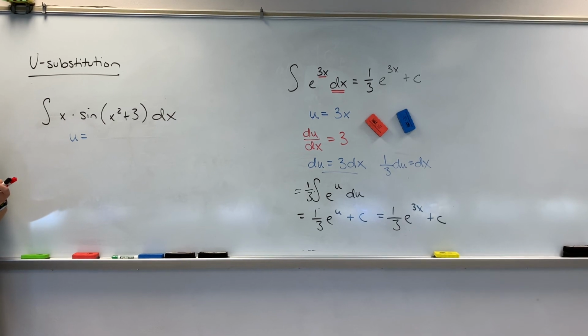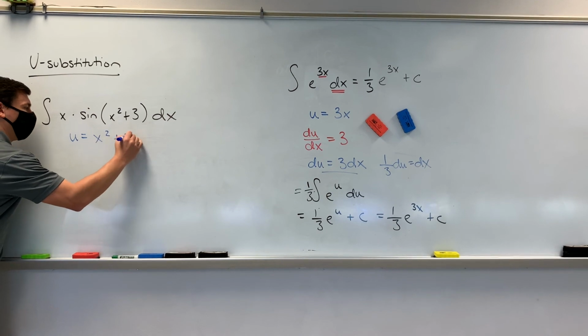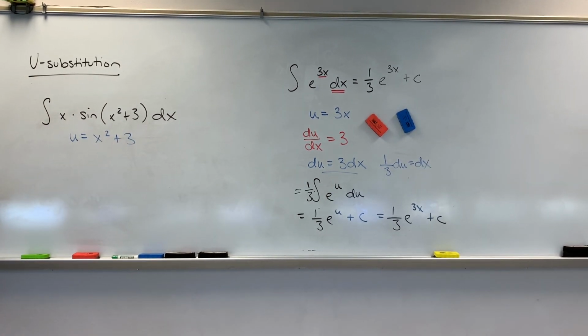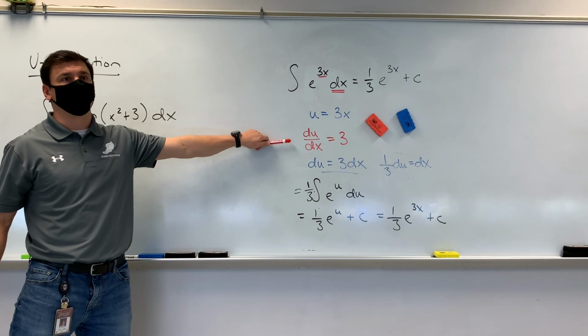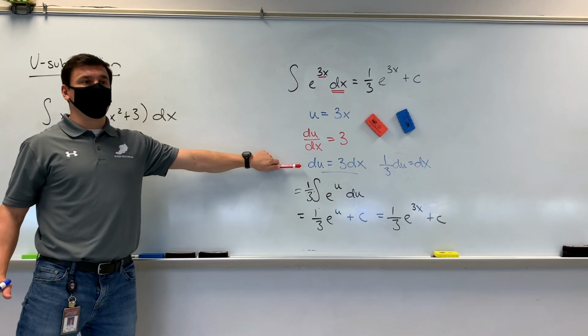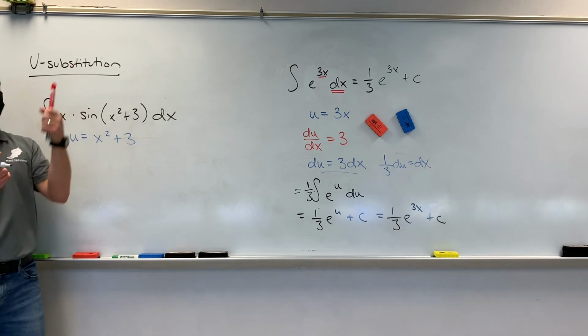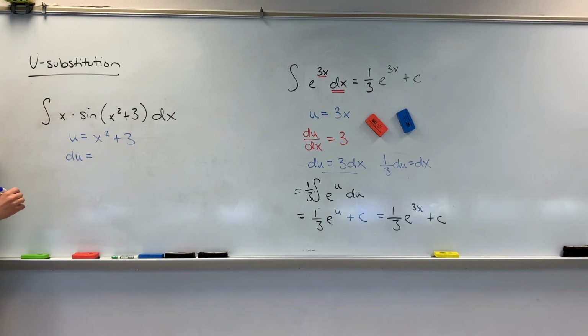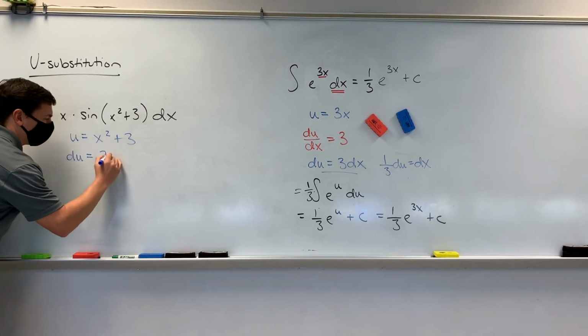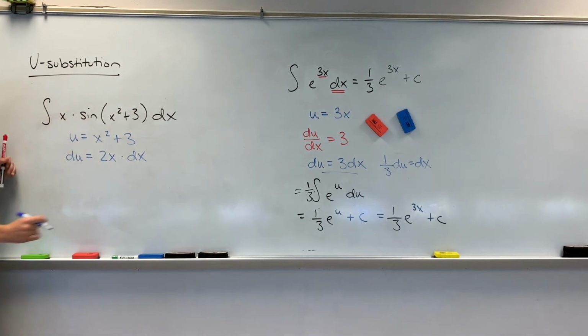Pick what you think U would be, and then trust the process here. What do you think U would be? X squared plus 3. Bingo. U equals x squared plus 3. Now I told you before, I did this process here. I showed this step in red, and I'm not going to show that process anymore. I'm just going to go right to the du, because I know it's always going to be du dx equals, and I'll bring the dx over. So I'm going to go right to du equals the derivative of the right side, in this case 2x dx.